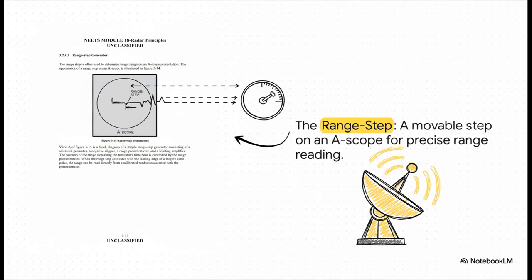And if we hop back to our simple A-scope for a second, there's another clever tool called a range step. This circuit creates a little step right on that horizontal line. The operator then uses a dial to slide that step left or right until its front edge lines up perfectly with the very beginning of the target's echo. They can then just read the exact range off a calibrated dial. It's a simple, manual tool, but it's incredibly effective.